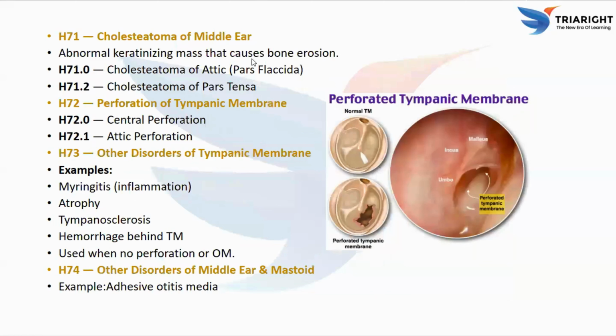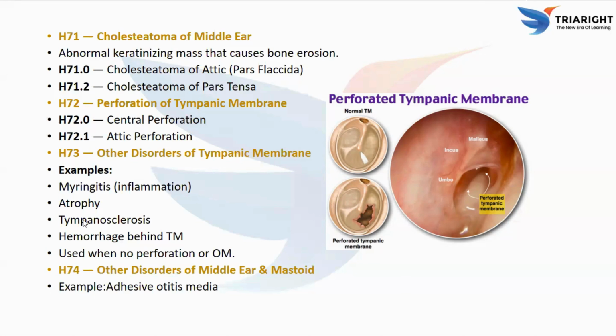So next is H71, which is cholesteatoma of the middle ear. So what is a cholesteatoma? It is an abnormal keratinizing squamous epithelial mass that grows inside the middle ear. It is not a tumor, but it behaves aggressively. Why is it dangerous? It expands and traps keratin. It causes bone erosion. It leads to hearing loss, dizziness, and facial nerve weakness. It can also spread into the mastoid, resulting in mastoiditis. Severe cases can cause intracranial infections. So this makes it a very important ENT diagnosis.